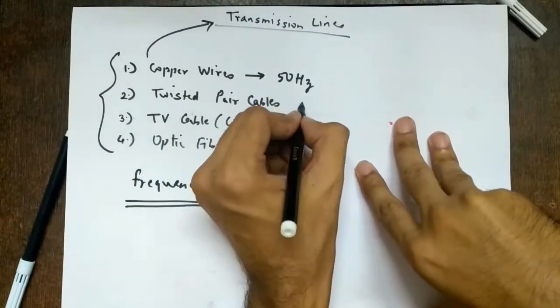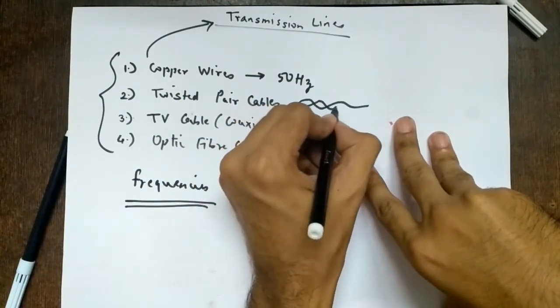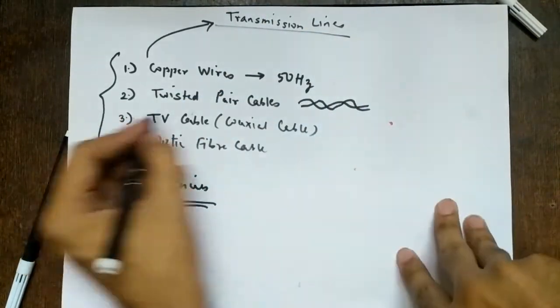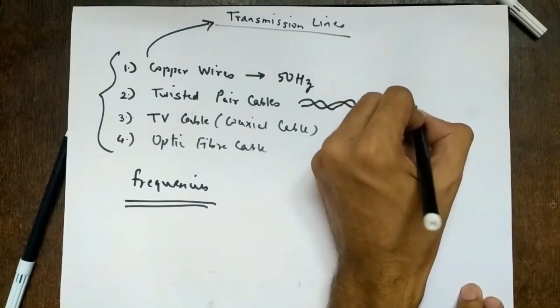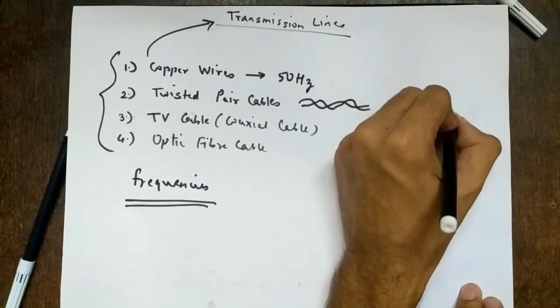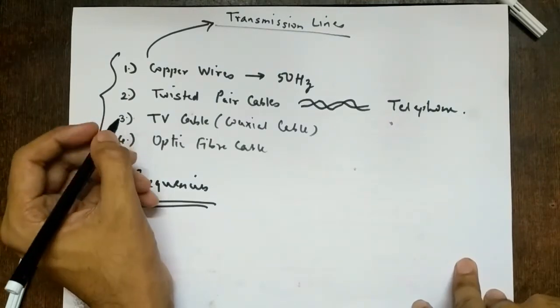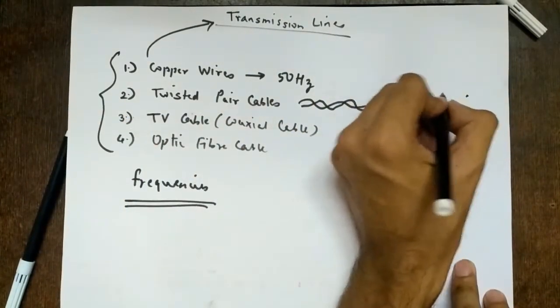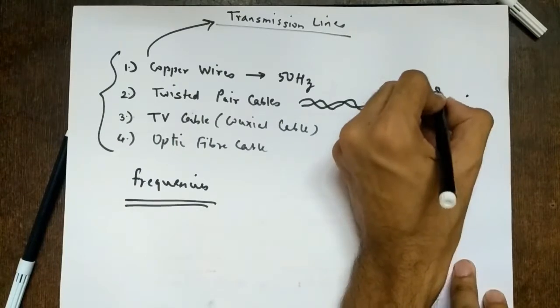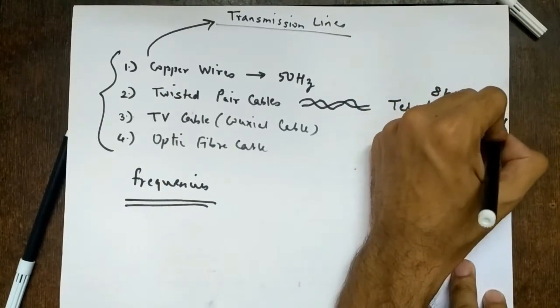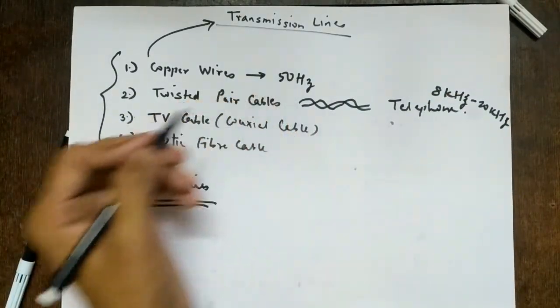So twisted pair wires are something like this. So they are in the form of, the wires are actually twisted. That's why the name twisted pair cables. So if you have a telephone at home, you will have this cable, right? So they are basically used to transfer audio. So their range is around 8 kilohertz to 20 kilohertz, right? So a bit higher frequency.